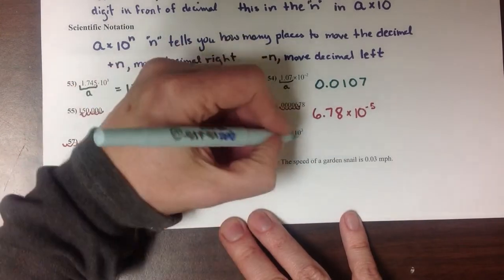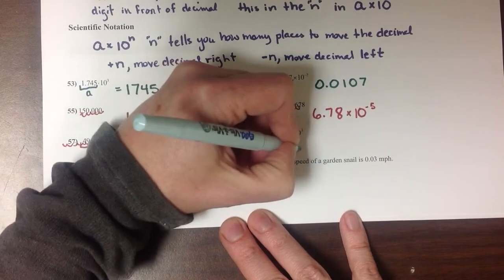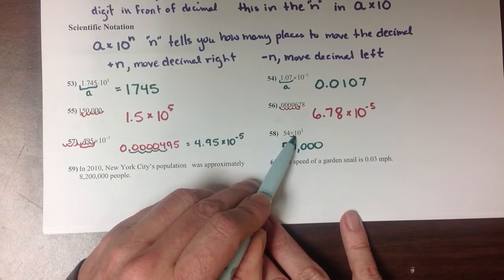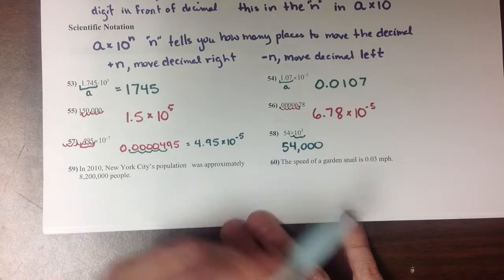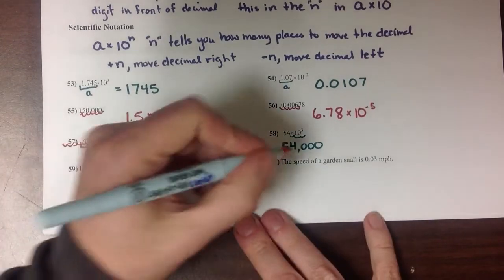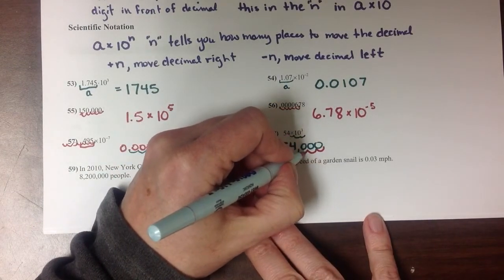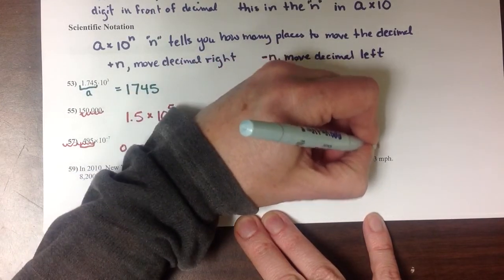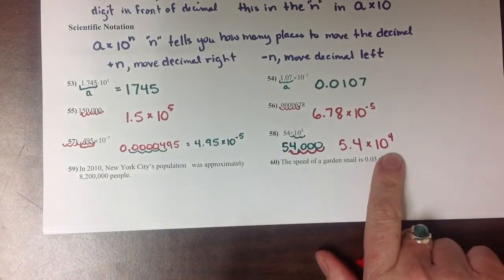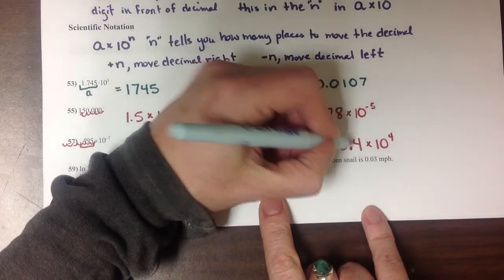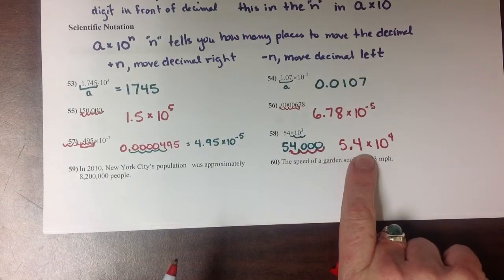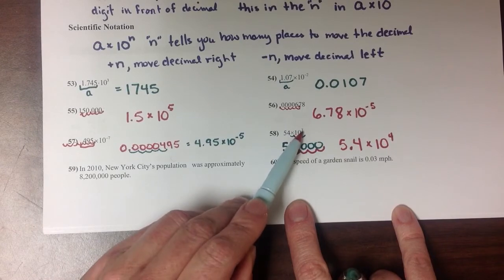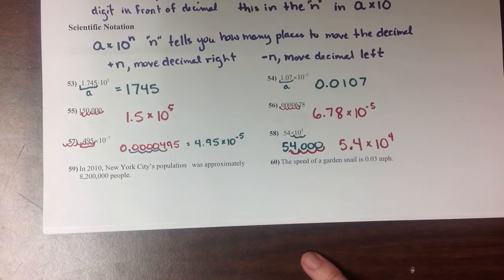54 times 10 to the third would be 54,000, because the times 10 to the third moves our decimal 3 places to the right. Turning that number into scientific notation, 1, 2, 3, 4, I need to move my decimal 4 places so that it's in between the 5 and the 4. So again, moving it that 1 extra space caused that 3 to go up to a 4.